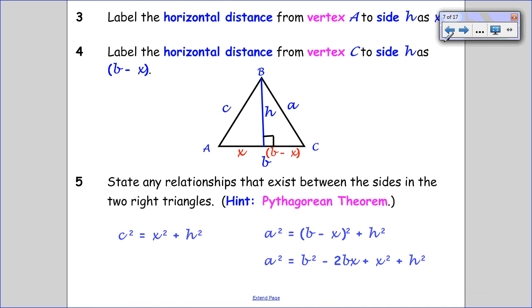So what does that look like? It looks like this. c squared is x squared plus h squared. And in the right triangle, a squared is (b minus x) all squared plus h squared. And if I expand (b minus x) squared, because it is a square of a binomial, it becomes b squared minus 2bx plus x squared, plus h squared. Well, that just looks like a bunch of mess to me so far. How is that going to help me get to the cosine law? Now I've added not one extra variable like I did yesterday with the sine law, I've added 2 extra variables.